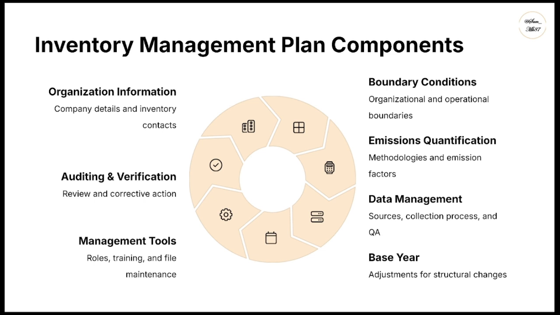Emission quantification is the technical core. This section details the methodology and emission factors that are used for calculating emissions. Data management describes the data sources, collection processes, and quality assurance procedures essential for maintaining data integrity. Then there is the base year that we discussed, which documents the chosen year for tracking progress, and also includes management tools such as roles and responsibilities, training procedures, and how files are stored and maintained. And finally, auditing and verification, which outlines the process for internal review, third-party verification, and how to address errors and inconsistencies.